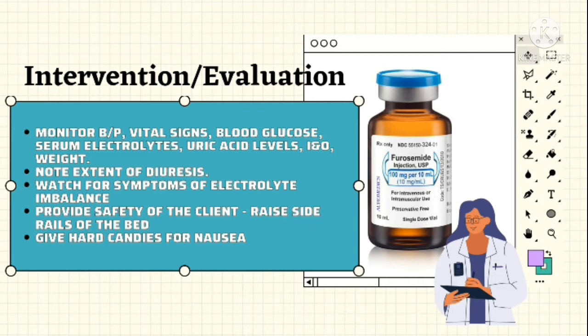Intervention evaluation. As I have said, monitor blood pressure, vital signs, blood glucose, serum electrolytes, uric acid levels, I&O, and weight. Note extent of diuresis. Watch for symptoms of electrolyte imbalance. Hypokalemia may result in changes in muscle strength, tremor, muscle cramps, altered mental status, and cardiac arrhythmias. Hyponatremia, on the other hand, may result in confusion, thirst, and cold, clammy skin. We also need to provide safety of the client by raising the side rails of the bed. Give hard candies for nausea.